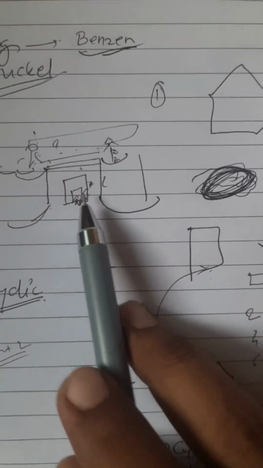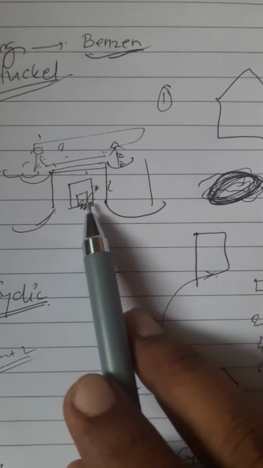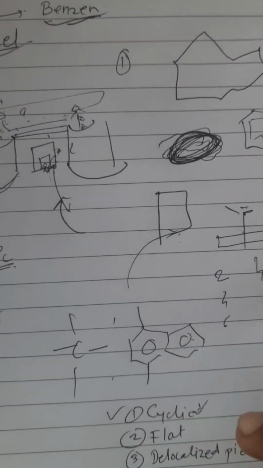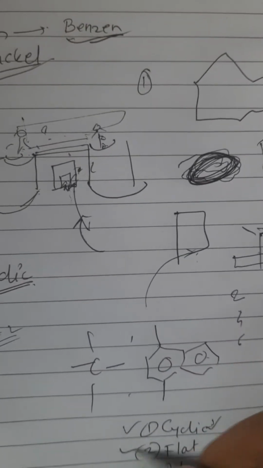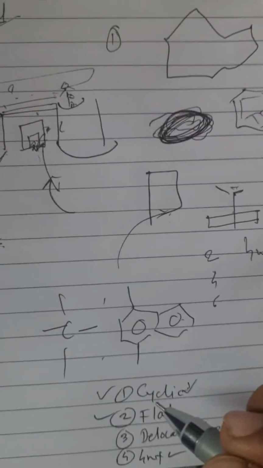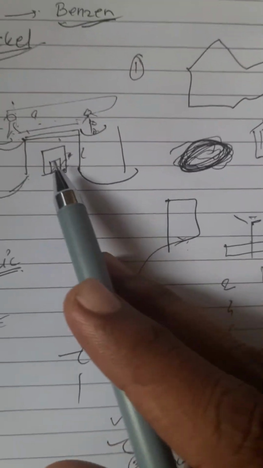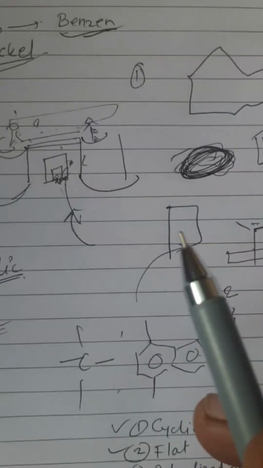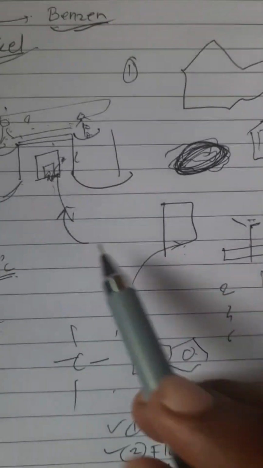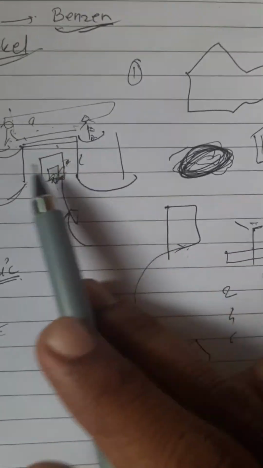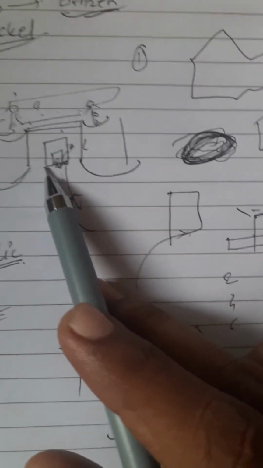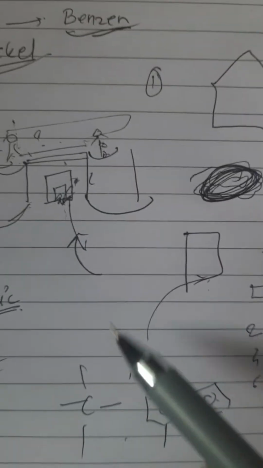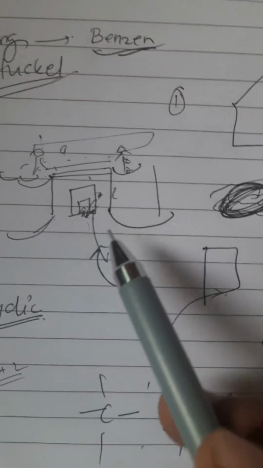So the gate is the second checking point. It's cyclic, okay, and it's flat. But when the molecule enters, it does not mean that any cyclic, flat molecule is aromatic. When they enter, there are other security guards, and they are checking the number of electrons that the molecule has.